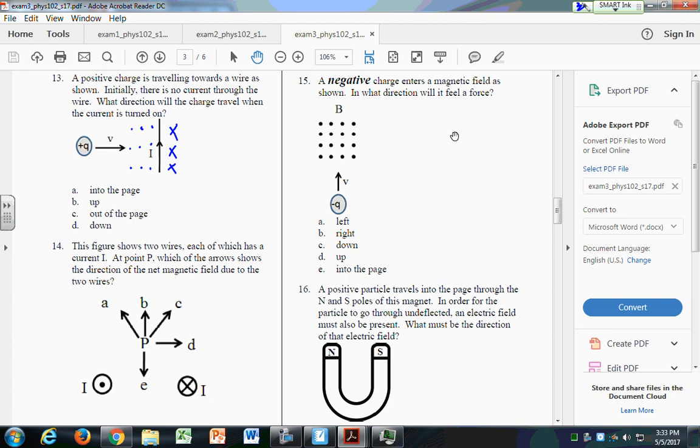Variations on this could be I give you the direction that it travels, and I ask you the direction of the current. There are similar questions on an old test. Okay? Good?